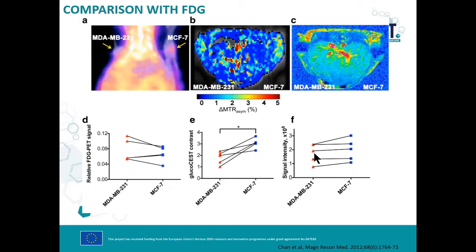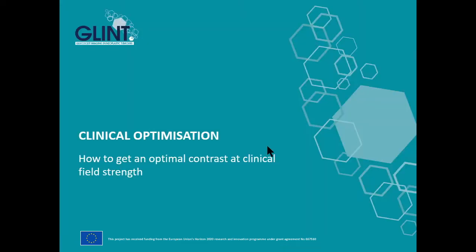Not surprising. I mean, I'm coming from that group. I had this idea, and they were working on the same idea, completely independently. But in their case, that was the first hint that maybe it would be something a bit more complicated than just simply the endogenous CEST. In their case, they couldn't actually see a good correlation between FDG and GlucoCEST.